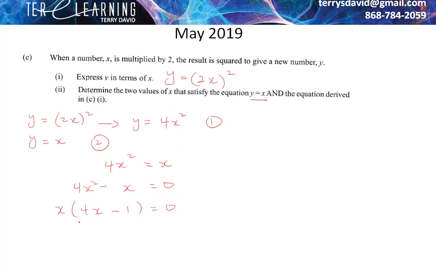And we can say either x is equal to 0, that is one solution, or 4x minus 1 is equal to 0, therefore 4x is equal to 1, therefore x is equal to a quarter, right? So my two solutions are x is equal to 0 and x is equal to a quarter, okay?